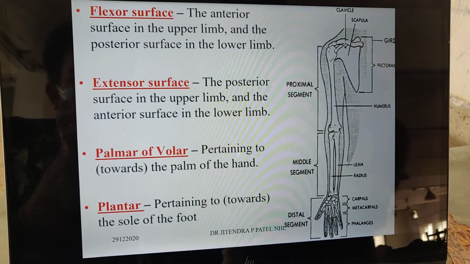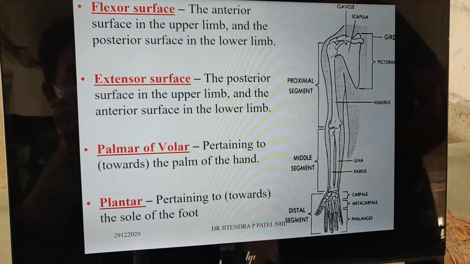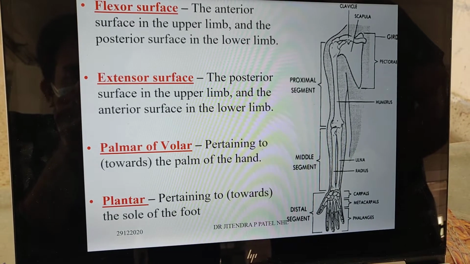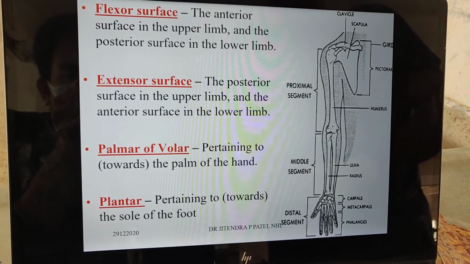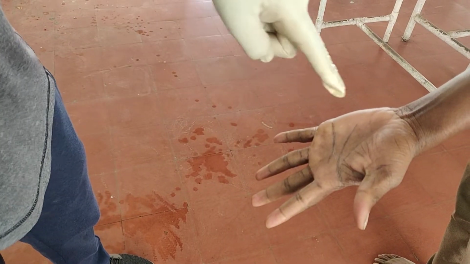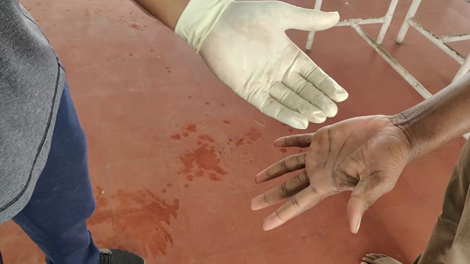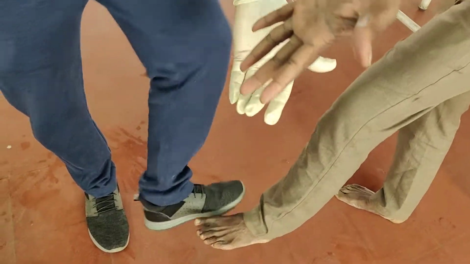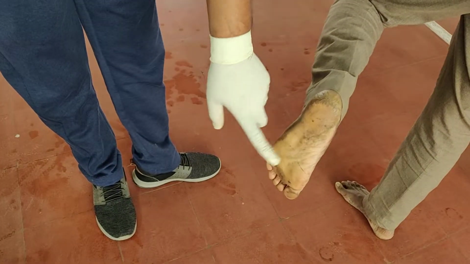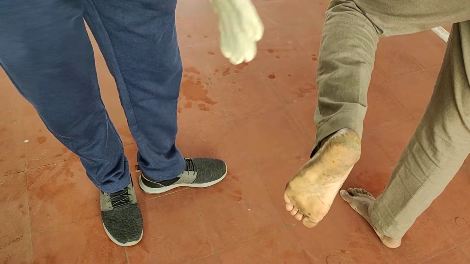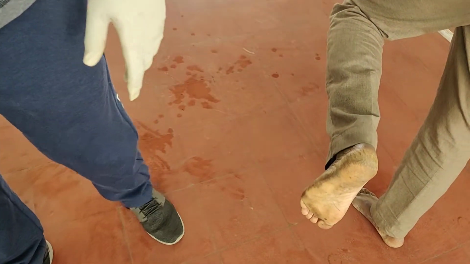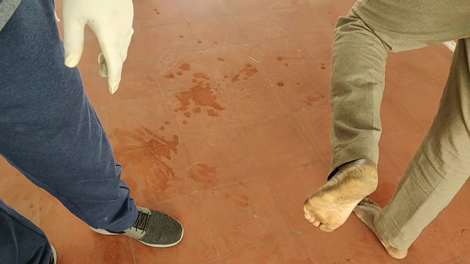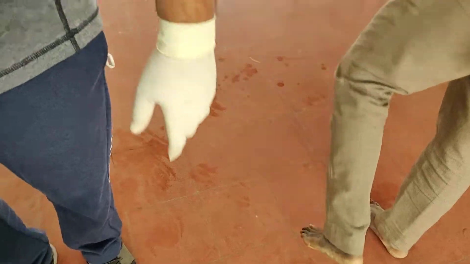The palmar means pertaining towards the palm of the hand, and the plantar means pertaining towards the sole of the foot, it is called the plantar surface. This surface which is pertaining towards the palm is called the palmar surface. Elevate this palm. This surface which is pertaining towards the sole side is called the plantar surface. So these are the two surfaces, palmar and plantar.